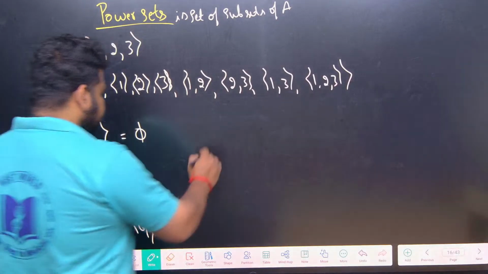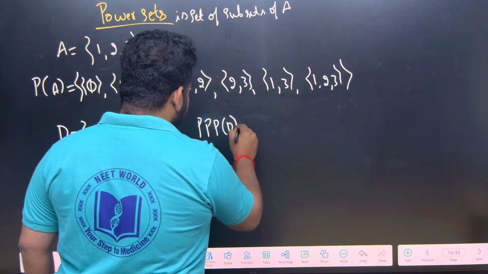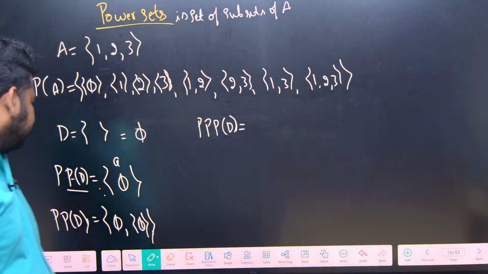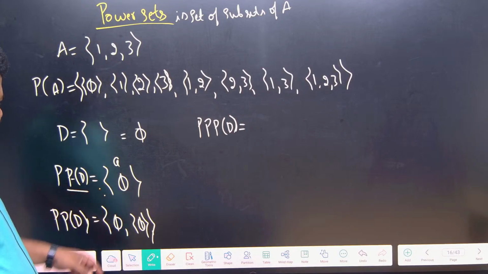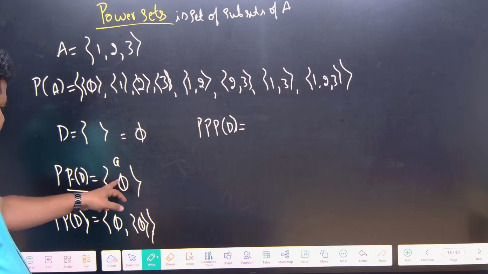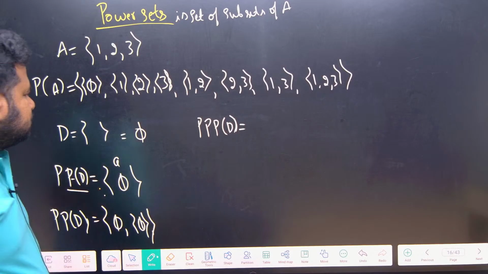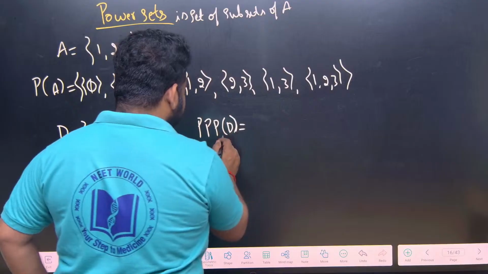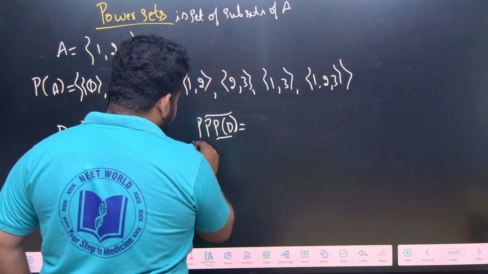Now, similarly, if I want power of D, 3 times power of D. See here the number of elements: here 1, here 2, here 1, here 2, here 2. Now, see here power of D. First I should find power of D, then I should find this power of D.